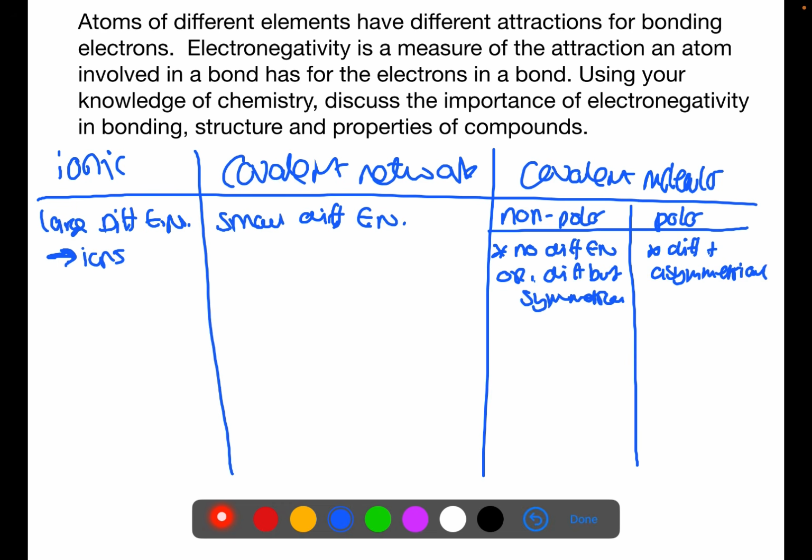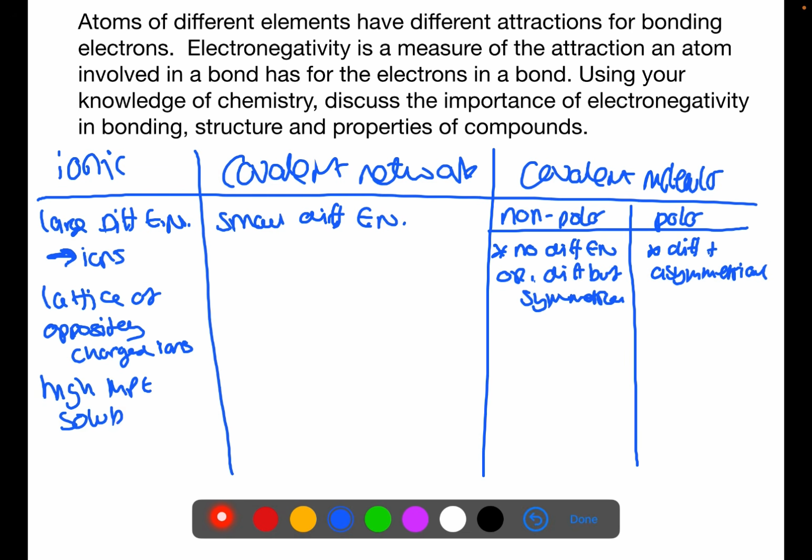So let's look back at ionic. So for ionic compounds, their structure is a lattice of oppositely charged ions. And this has a big impact on its properties. It means that they have high melting points, they tend to be soluble in water, and they only conduct when they are liquid or aqueous, where the ions are free to move.